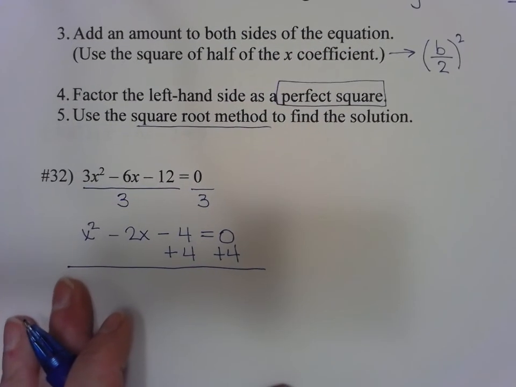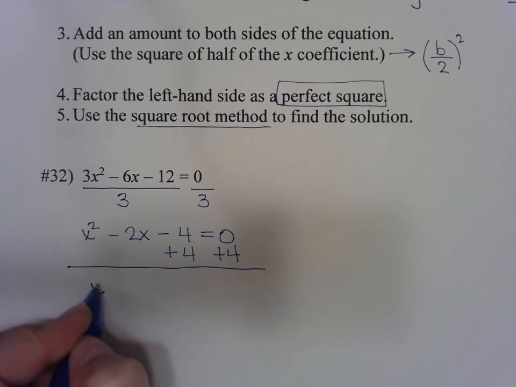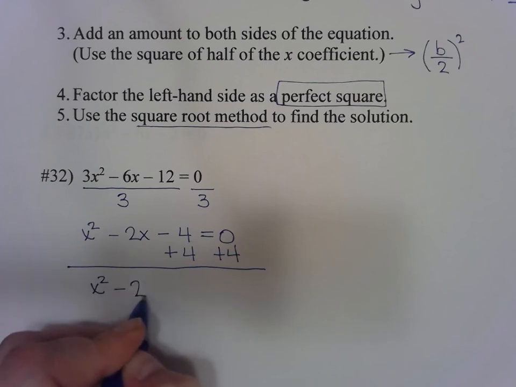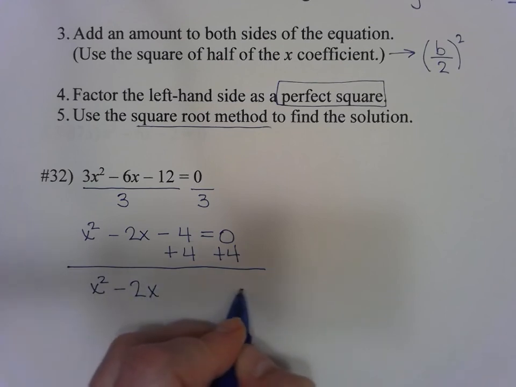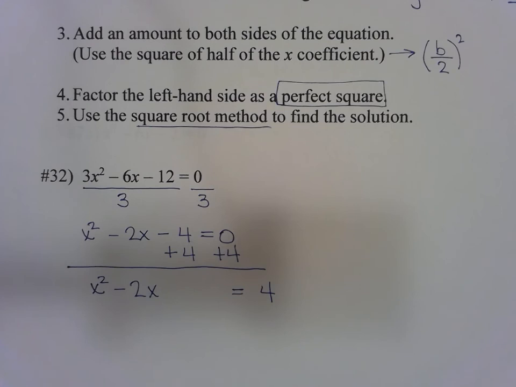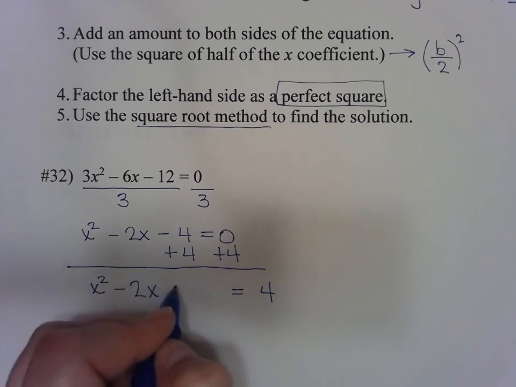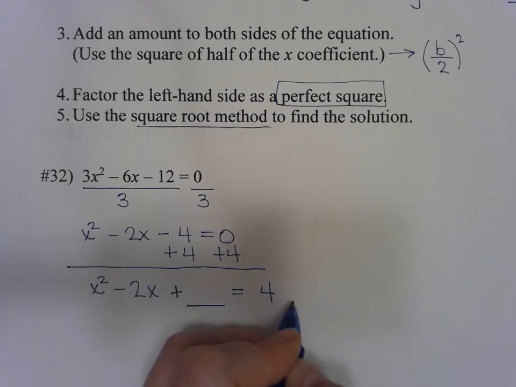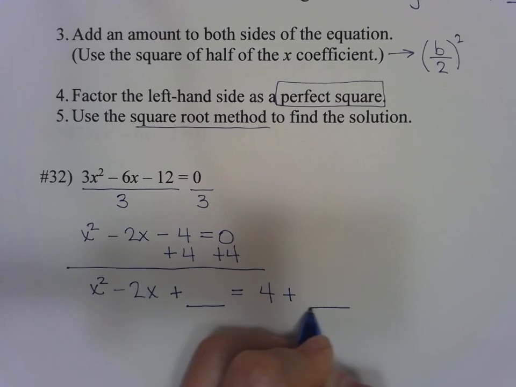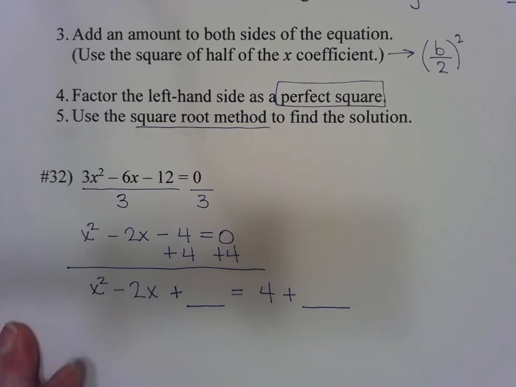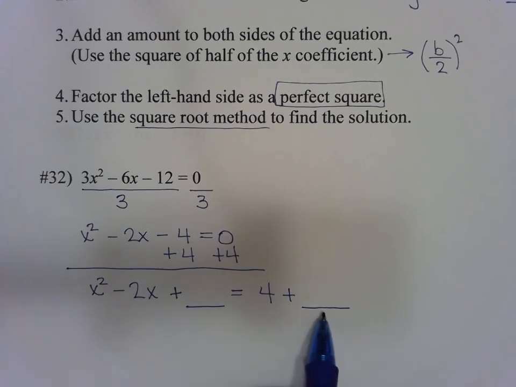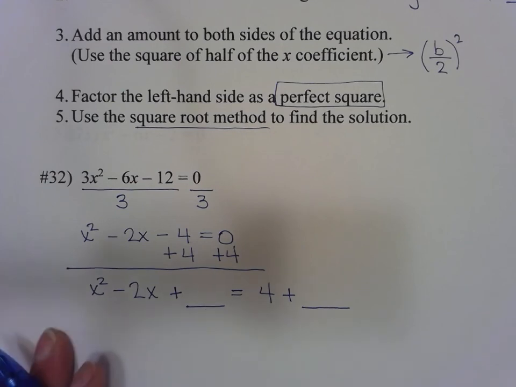Okay, and then we're going to leave a little space. So we'll have x squared minus 2x. We're going to leave a space, because the next step is to add a number to both sides. I always draw these little blanks so I don't forget to add it to the right-hand side. It's really easy to be focused on the left-hand side and forget about the right-hand side.